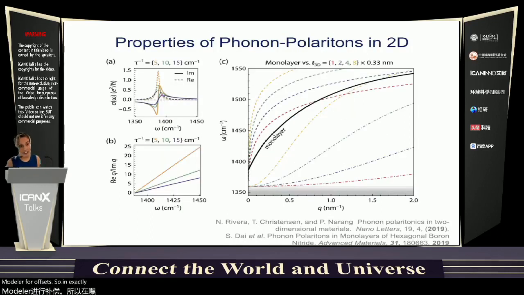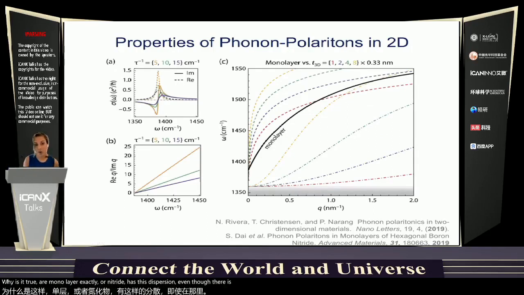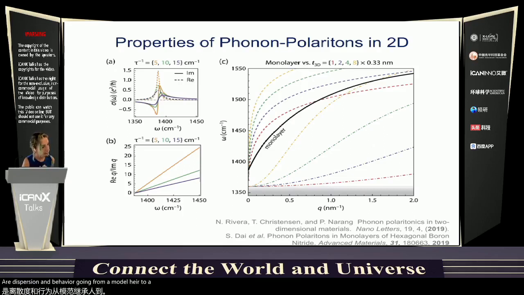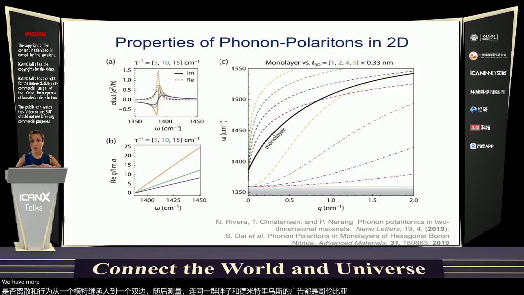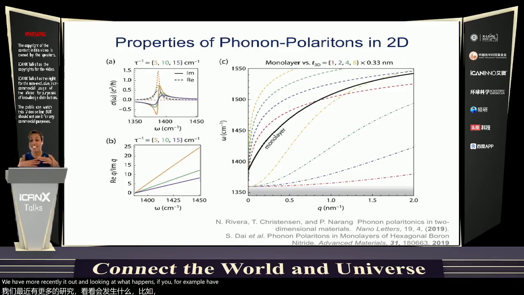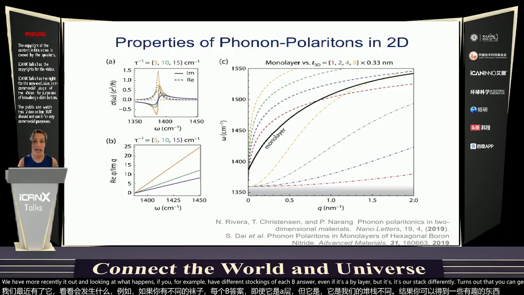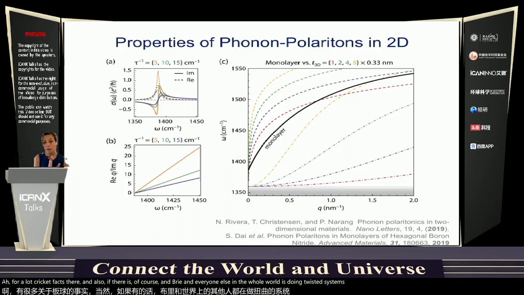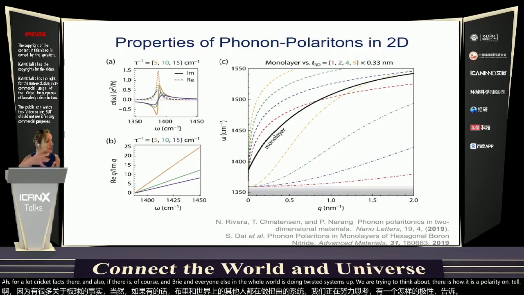So in hexagonal boron nitride, we have conclusively settled the debate around why a true monolayer of hexagonal boron nitride has this dispersion, even though there is no LO-TO split at the gamma point. This dispersion and the behavior going from a monolayer to a bilayer was subsequently measured together with a group of Dmitri Basov at Columbia. We have more recently now been looking at what happens if you, for example, have different stackings of hBN. So even if it's a bilayer, but it's stacked differently, it turns out that you can get some interesting ferroelectric effects there. And also, of course, we and everyone else in the whole world is doing twisted systems. But what we're trying to think about there is how does a polariton tell you something about the new phases you create in these twisted systems?